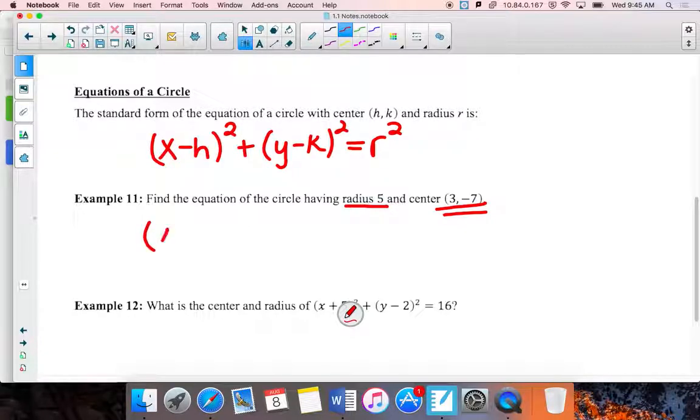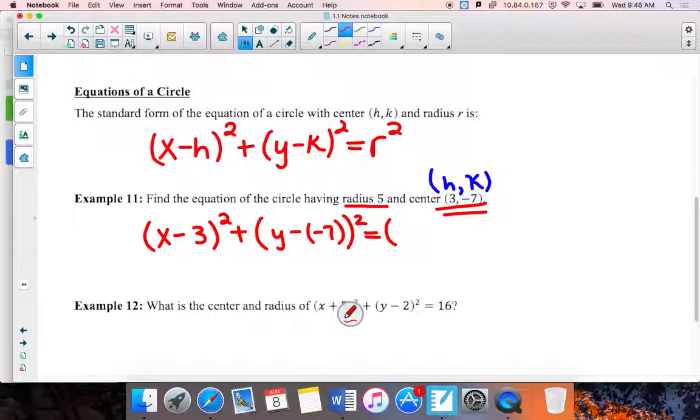So we're going to take x minus h. Well, h is the x value of the center point. k is the y value of the center point of a circle. So we're plugging in 3 for the h value, and we're plugging in a -7 for the k value. The radius that they're telling us is 5, and that radius value gets squared.